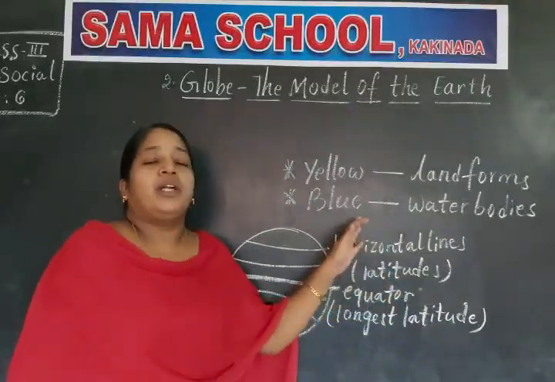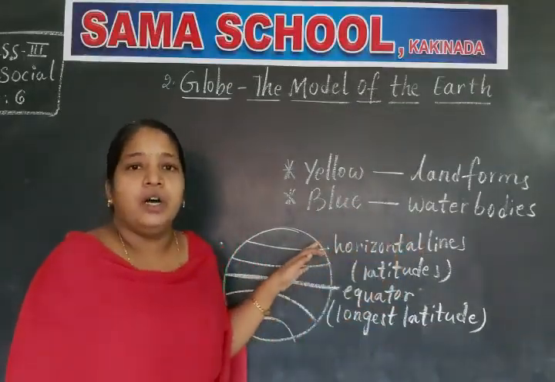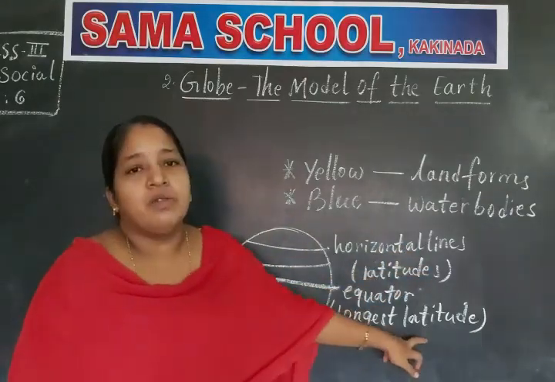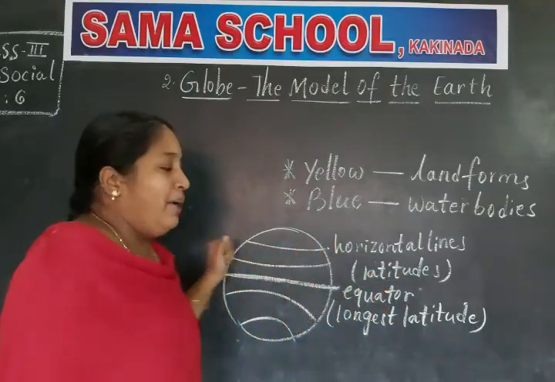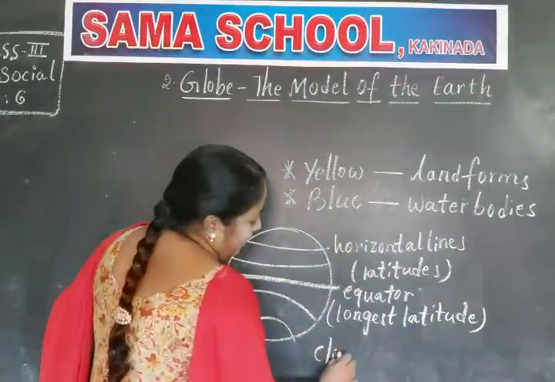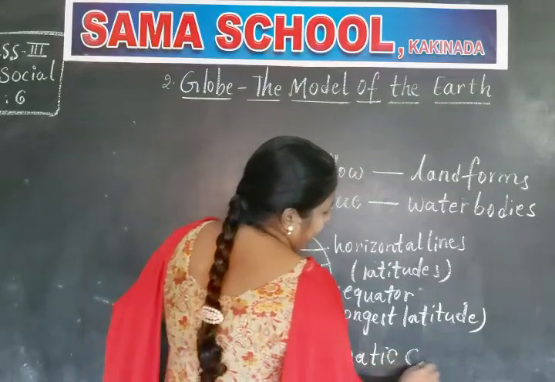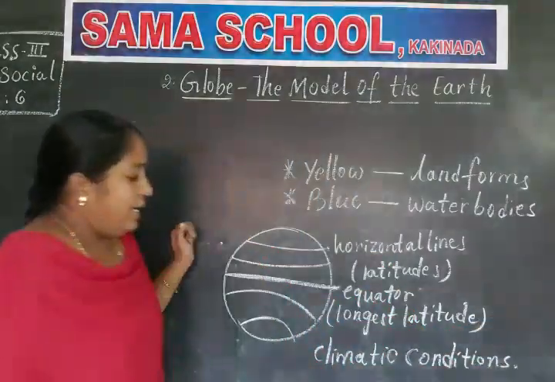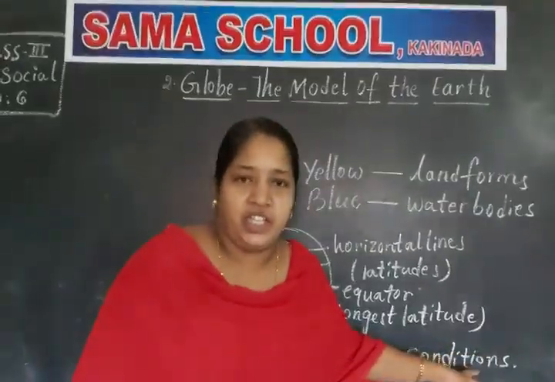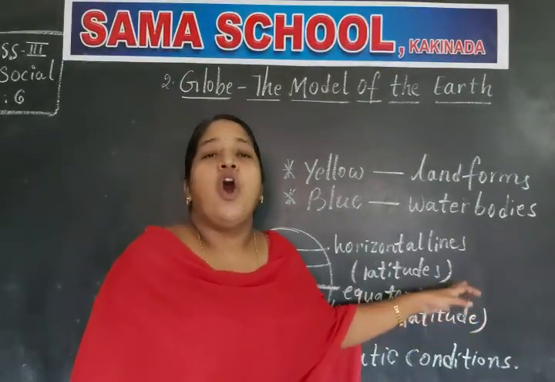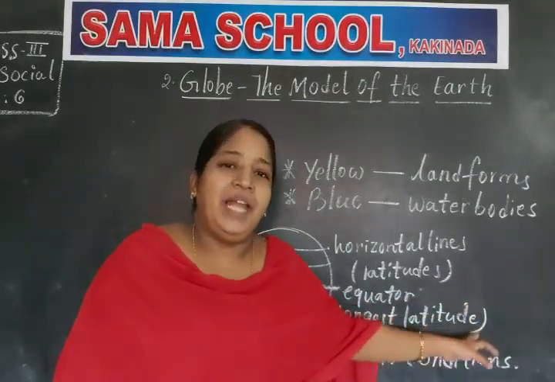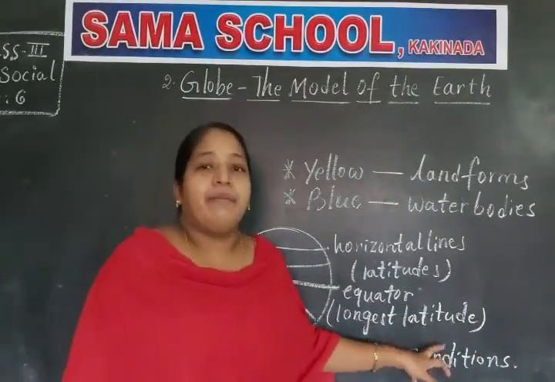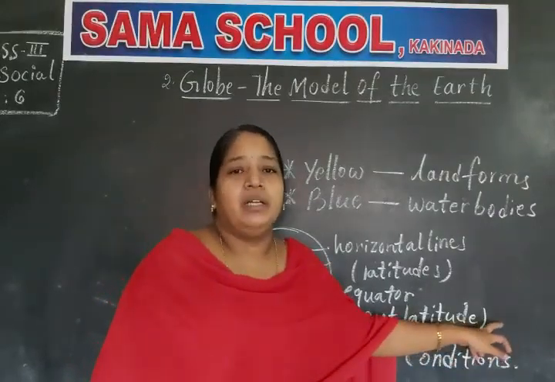Clear, children? What is the main use of latitudes on the globe? Already you have learned in the previous video. What is the use of latitude? To find the climatic conditions of a place. On the globe you see so many places, and each place has different climatic conditions. Climatic conditions are nothing but hotness or coldness of a place. So these latitudes help to find the climatic conditions of a particular place.